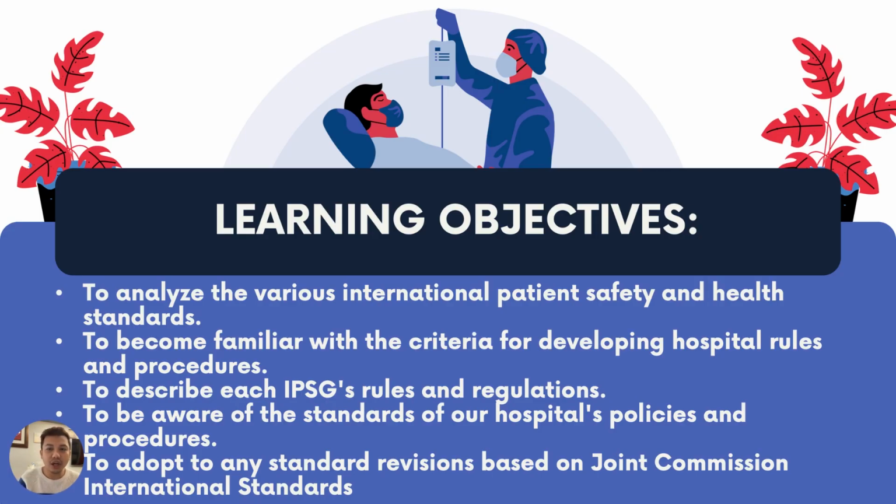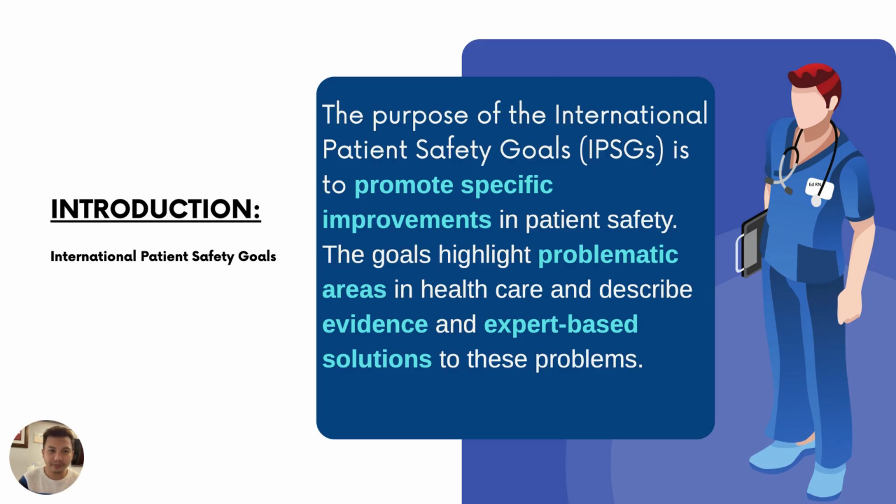So here are our learning objectives for our lesson today. First is to analyze various international patient safety and health standards. Second is to become familiar with the criteria for developing hospital rules and procedures. Third is to describe each IPSG's rules and regulations. Fourth is to be aware of the standards of our hospital's policies and procedures. And last is to adapt to any standard revisions based on Joint Commission International standards.